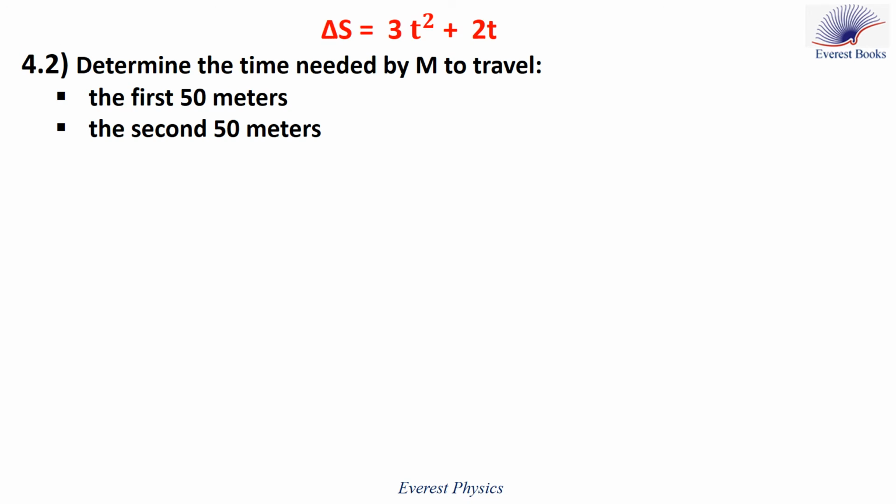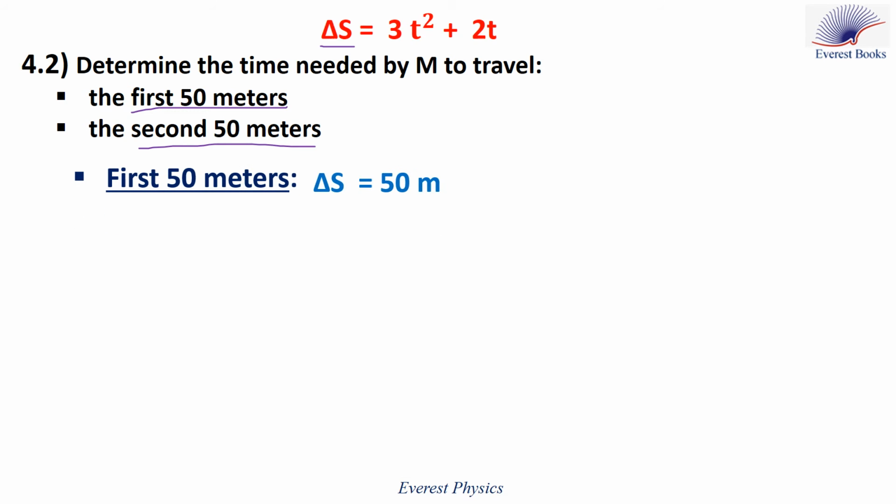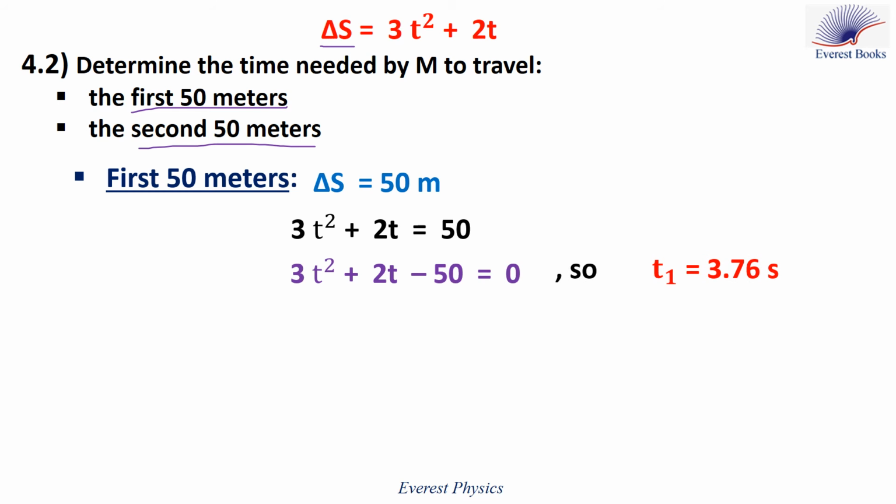Number 4.2. Using the expression of the distance traveled by m, determine the time needed by m to travel the first 50 meters and the second 50 meters. Let's start with the first 50 meters. Delta s equals 50. So replace delta s by 50 meters in the above expression. Then we get this equation: 3t squared plus 2t minus 50 equals 0. Using a calculator, t1, the time needed by m to travel the first 50 meters, is t1 equals 3.76 seconds.